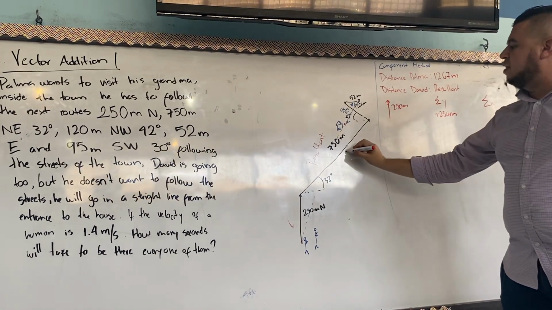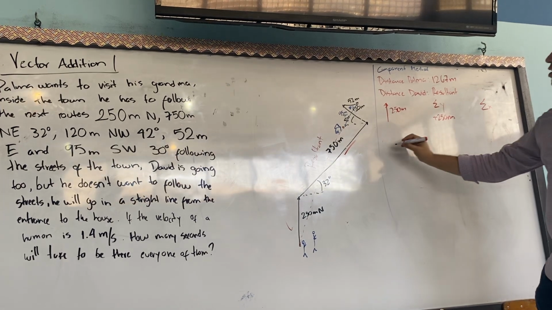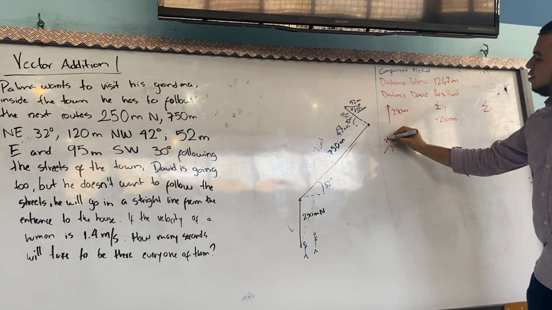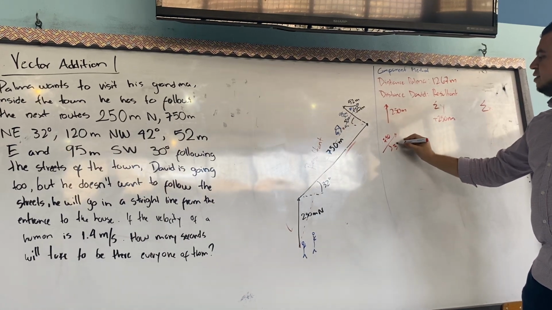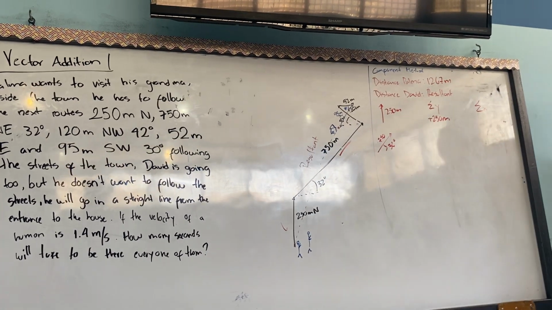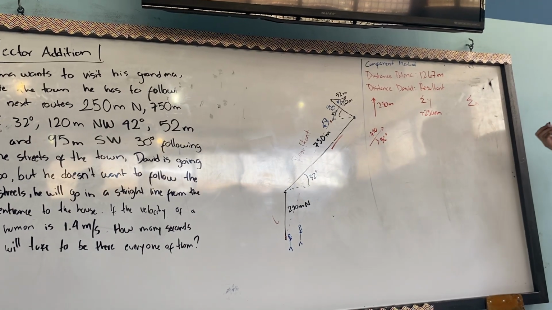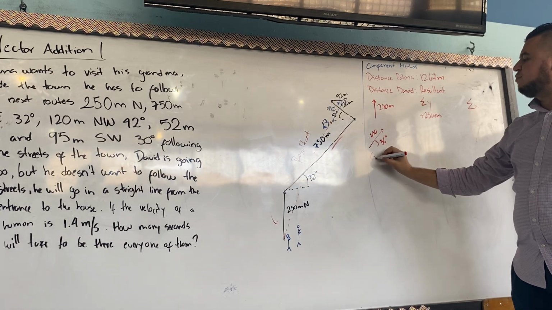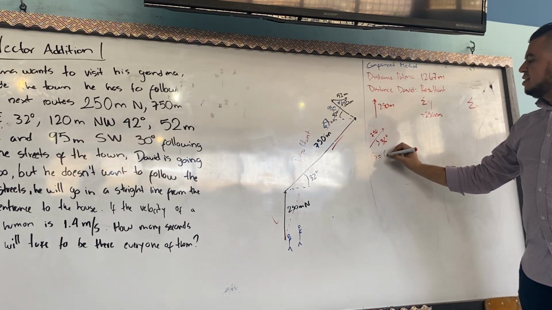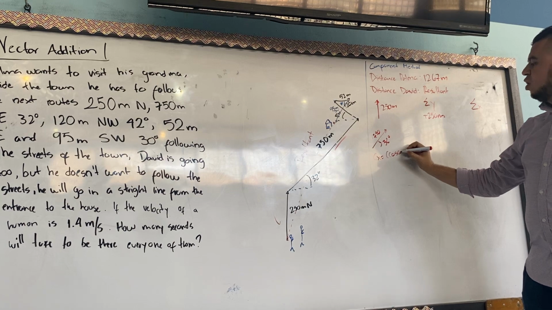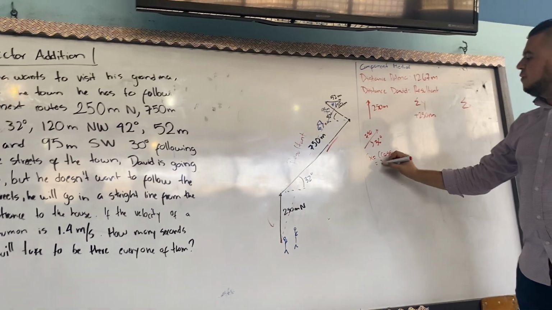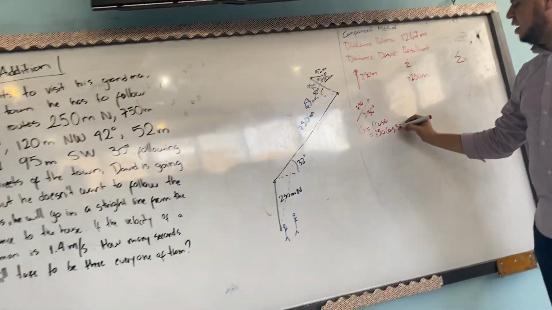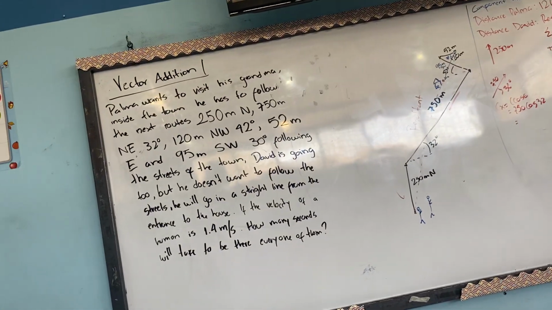Then the second one is this one, that is 750 meters. So in this one, we have an angle. We have 750, and we have the angle that is 32. So in this one, we need to find the component in X and the component in Y. We use the formula. So the component in X, we have a formula. What is the formula for the component in X? Cos of the angle, right? So it will be the value for 750, the cos, and the angle that is 32. What is the answer for that?